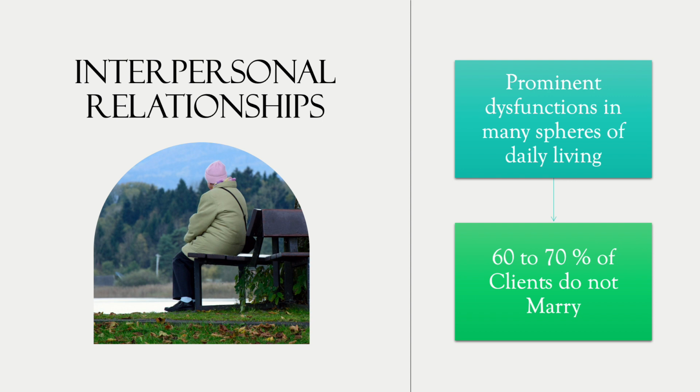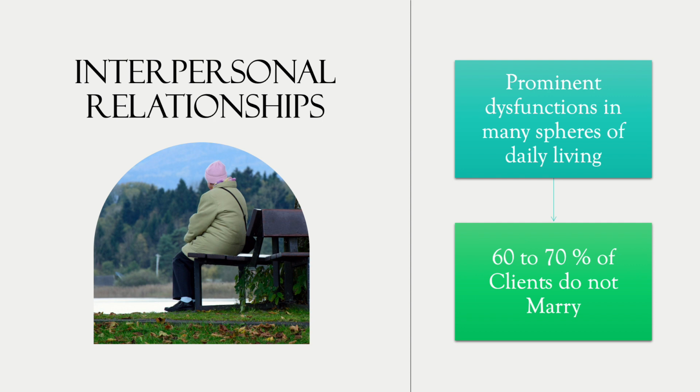Assess for the following. There exists no single pathognomonic symptom of schizophrenia, but rather a constellation of symptoms. Schizophrenia is a disease of information processing. The symptoms are behavioral and cognitive. The illness is associated with poor social and occupational functioning. Prominent dysfunction exists in many spheres of daily living.